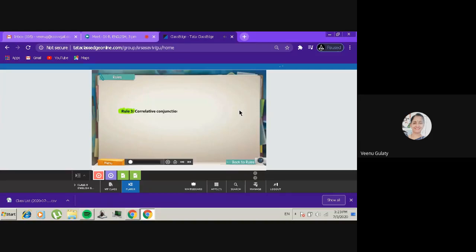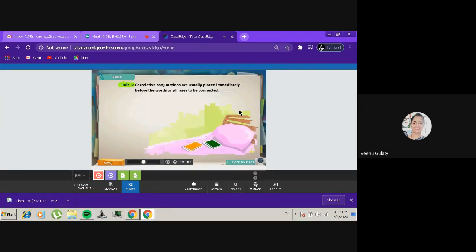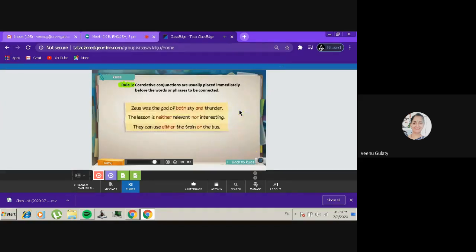Correlative conjunctions are usually placed immediately before the words or phrases to be connected. In this sentence, the correlative conjunctions are placed just before the two choices. Similarly, when you join phrases using correlative conjunctions, place the conjunctions immediately before the phrases. Here are some more examples. Notice how the correlative conjunctions are placed just before the words and phrases they are joining.